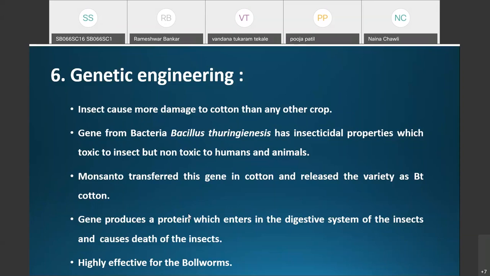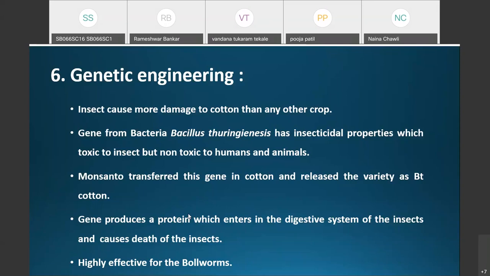Monsanto, the world's largest seed company, transferred this gene from Bacillus thuringiensis into cotton and released the variety as BT cotton. Why is that variety called BT cotton? Because BT means Bacillus thuringiensis. A gene from Bacillus thuringiensis was transferred into the cotton plant by genetic engineering, using biotechnological tools.